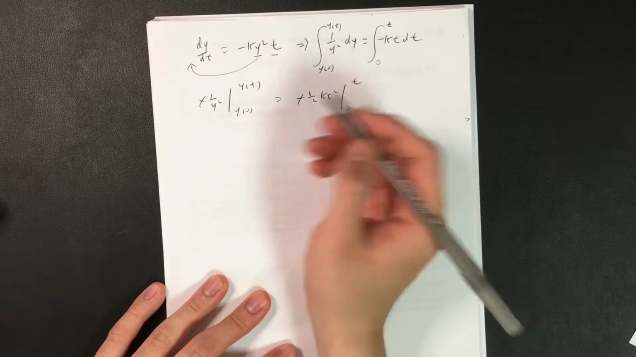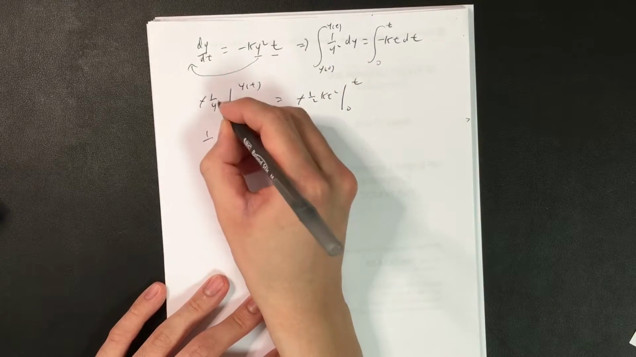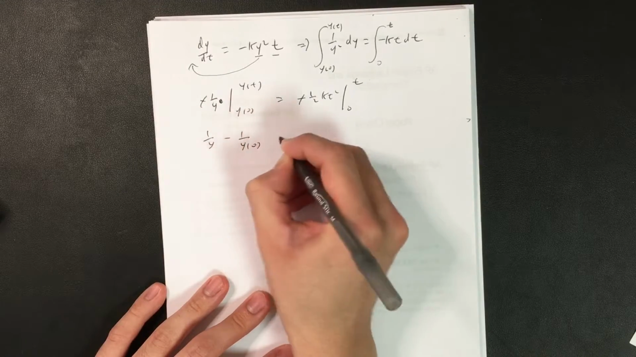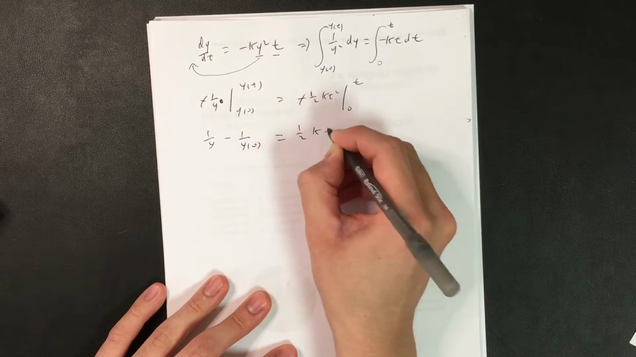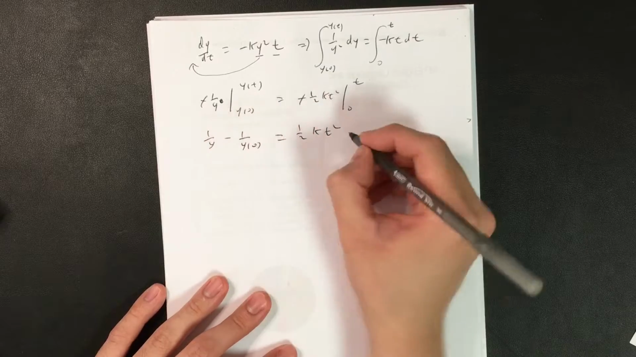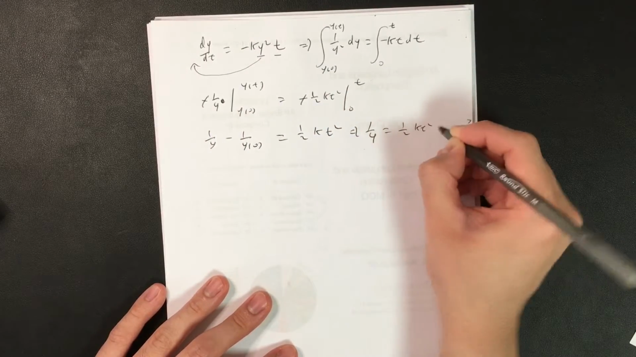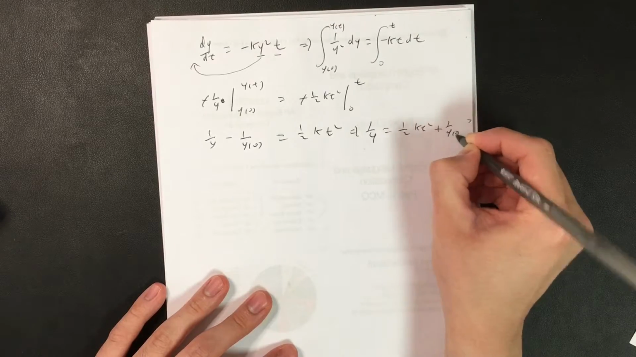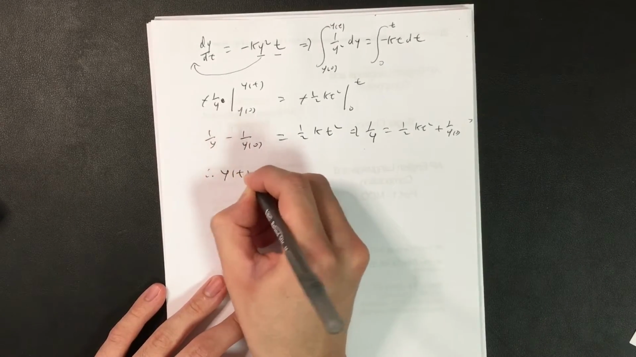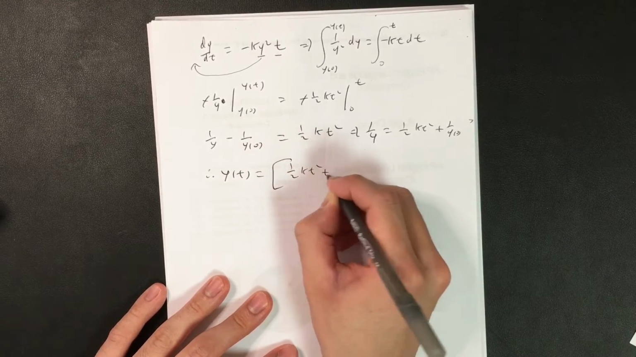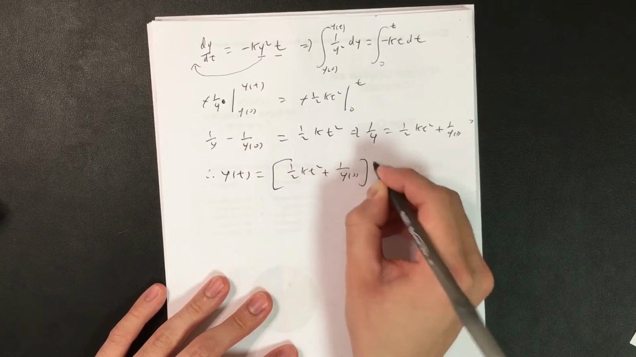Canceling off the negative sign, I get 1 over y minus 1 over y of 0 equals 1/2 kt squared. And therefore, 1 over y equals 1/2 kt squared plus 1 over y of 0. And therefore, y of t is equal to the inverse of 1/2 kt squared plus 1 over y of 0.